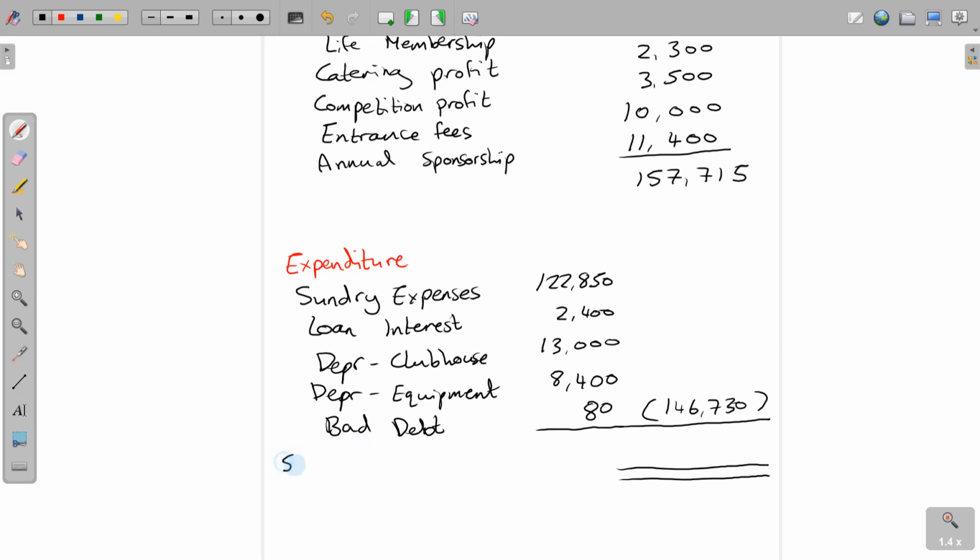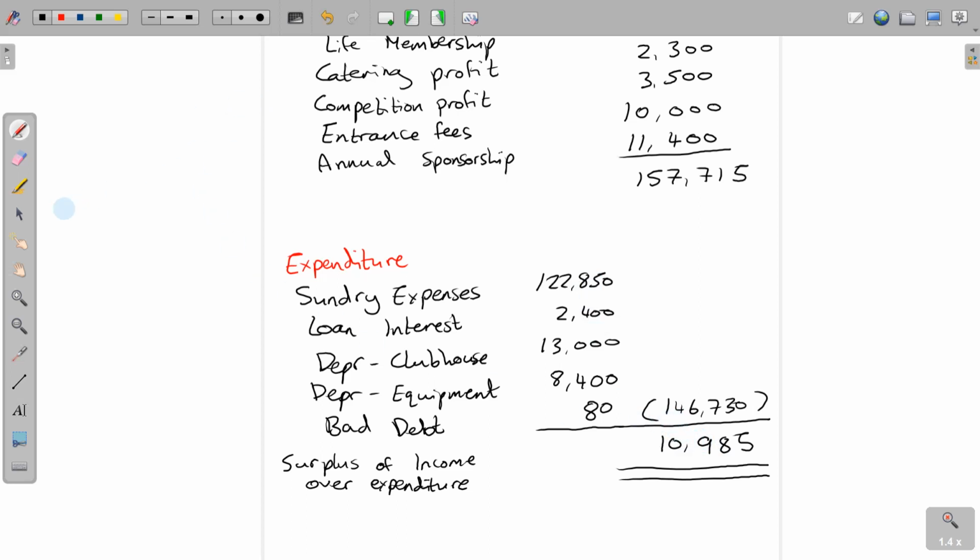So this is a surplus, which means we have more money. Surplus is more money, deficit is less money. So surplus of income over expenditure of how much? 10,985. So we have more income than expenditure. That's my answer. So there's 27 marks going for all of that.